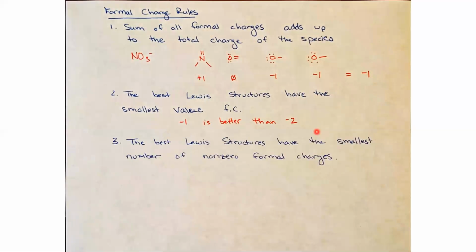Third rule is that the best Lewis structures have the smallest number of non-zero formal charges. So if you're drawing a molecule and every single atom in that molecule has a non-zero formal charge, +1, -1, whatever, then chances are you can do a better job of representing that molecule. We want the smallest number of non-zero formal charges. And the reason we want that is because molecules don't really have much separation of charge, or shouldn't.